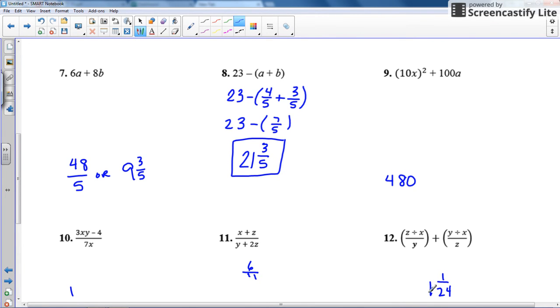So again, if you got any of those wrong, maybe go back and check and see if you followed the actual correct order of operations. And if you still have a question about it, by all means, ask me first thing tomorrow and we'll go over that.